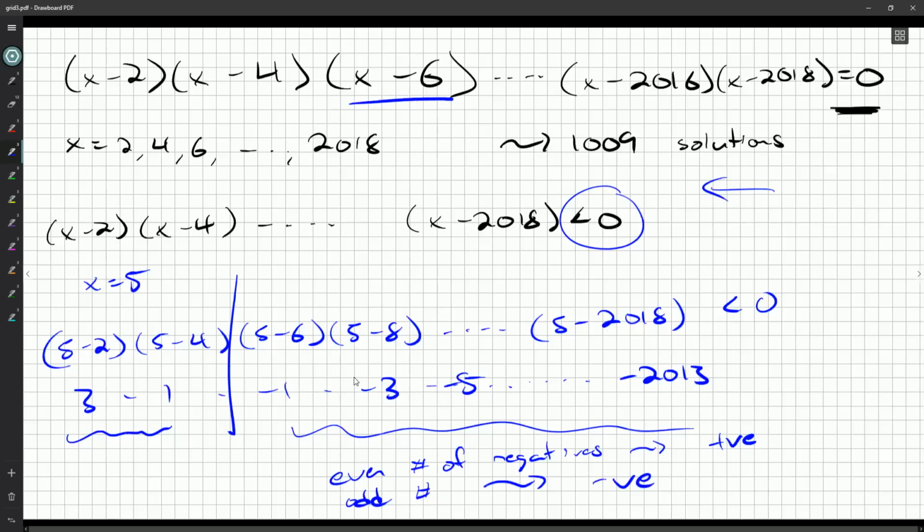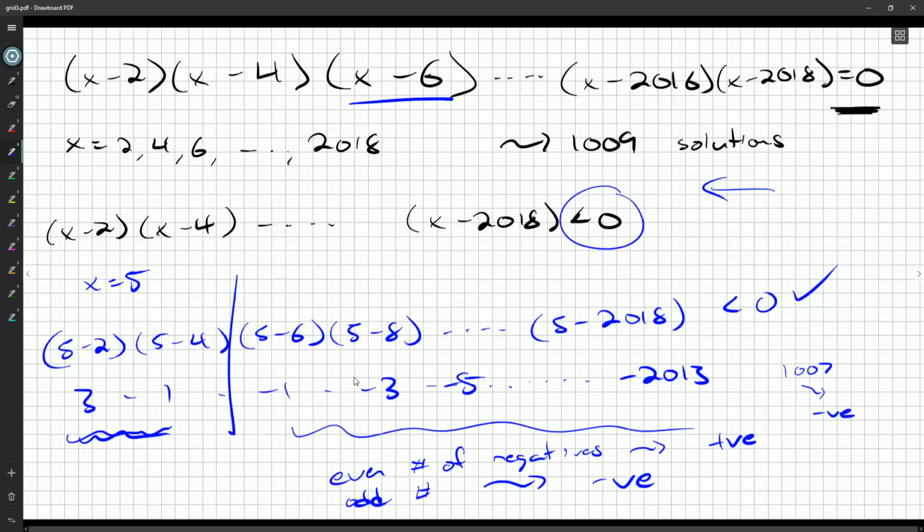So how many do I have here? Well, I've got 2 positives, and that means 1007, because we have 1009 factors, so take away 2 and you have 1007 factors that are negative. Doesn't matter what their numbers are, they're negative: 1007. An odd number of negatives means that we will in fact be negative.